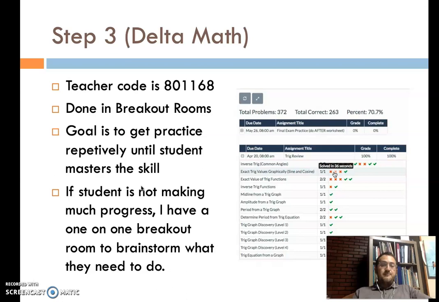If they are not making progress in Delta Math, I have a separate breakout room where I will talk with them one-on-one about catching up and some strategies. People are free to ask me for help in breakout rooms as well. They can take a screenshot of the screen of the problem they are working on, or they can ask me to demonstrate a problem as well.